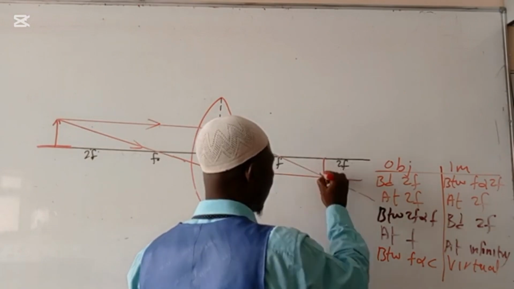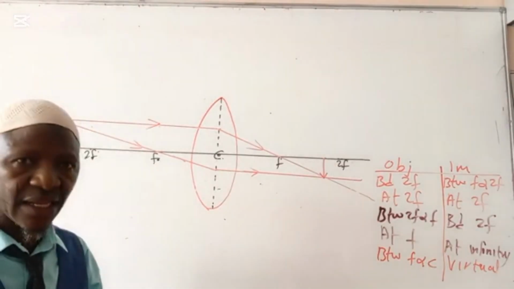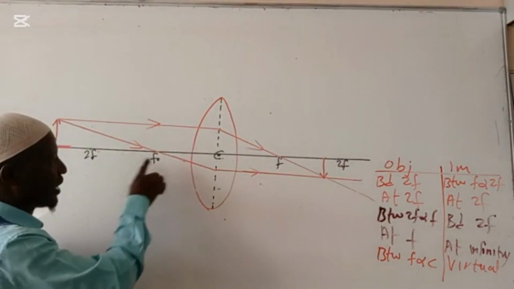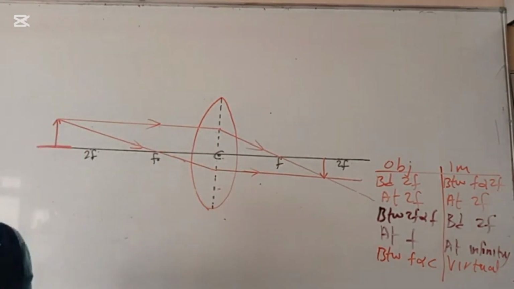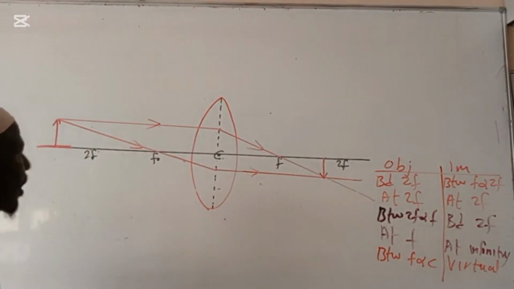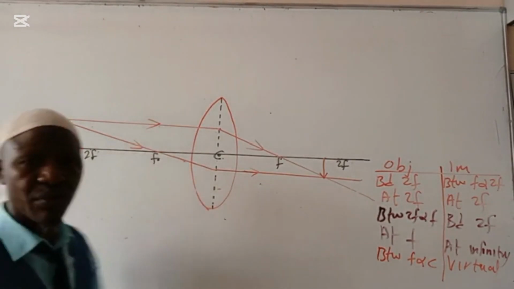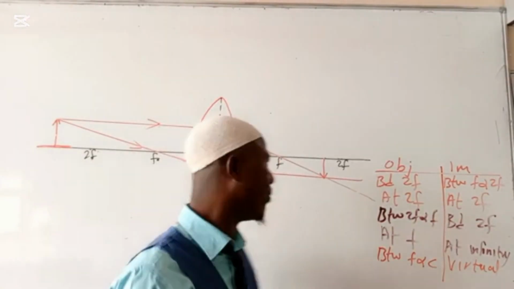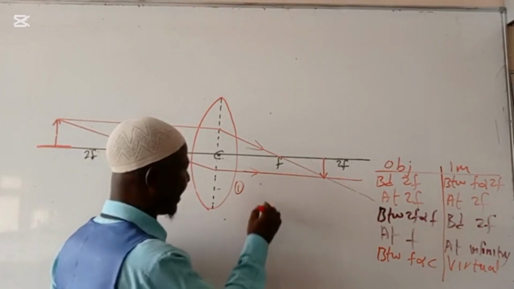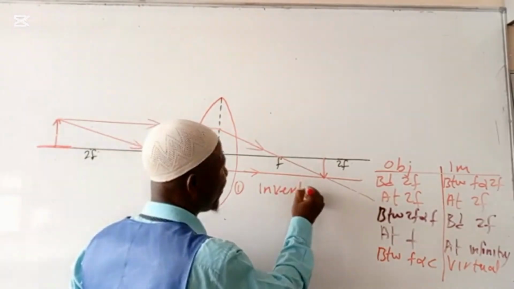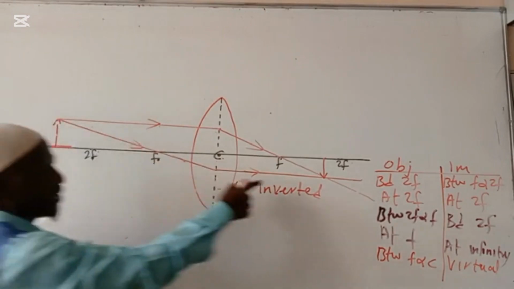So we have this. Just make sure you make your measurements correctly, because the distance from here to here must be equal to the distance from here to here. Then you get your image. If you look at the image formed, you see that it is not as big as the object. It means you may be asked to state the characteristics of the image formed. Number one, the image is inverted. Inverted means it is turned upside down. Look at the top here.